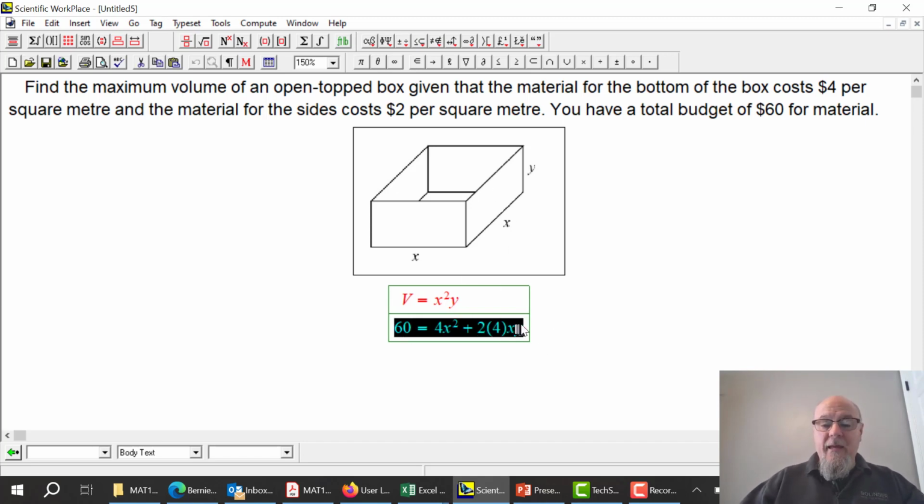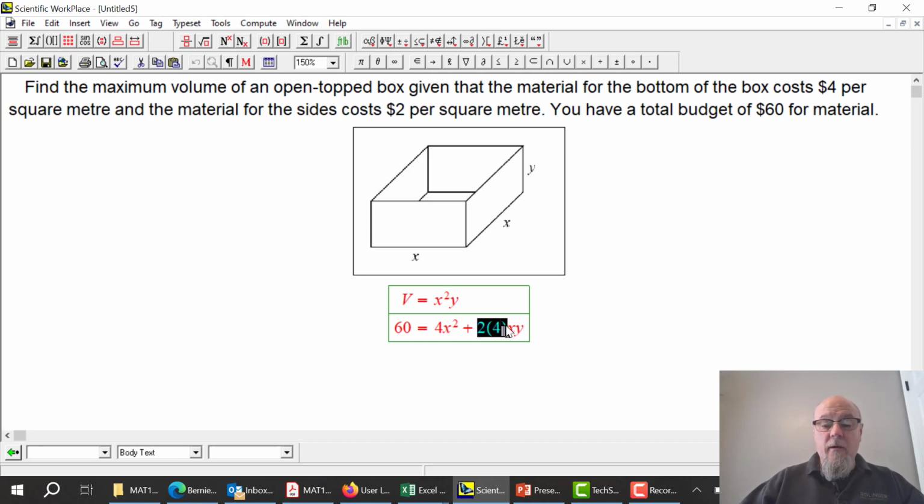So this is my linking function. This is the function that's going to let me solve for one of the variables. I'm going to pick y, get rid of y in the function that I'm going to differentiate, and then I can differentiate V with respect to only one of the variables. So I need to solve this equation for either x or y. I'm going to choose y because x is squared here and not squared there.